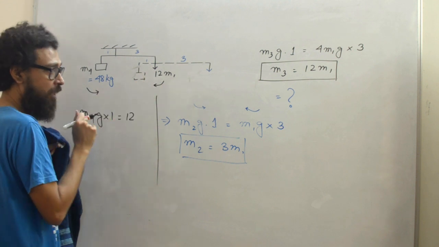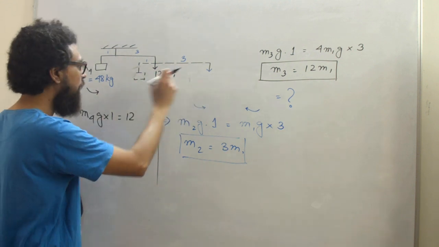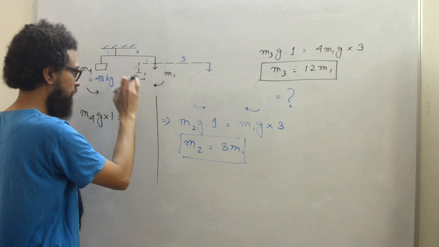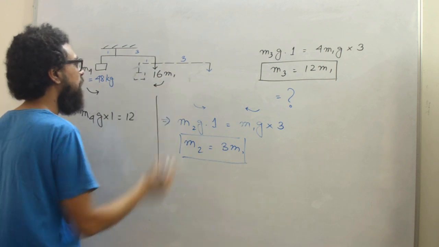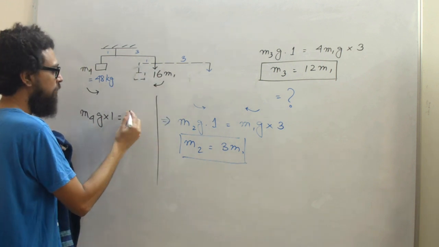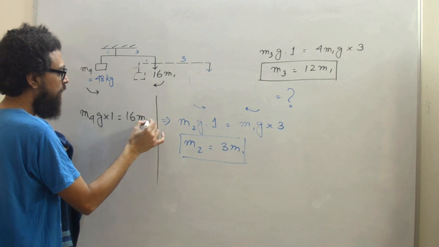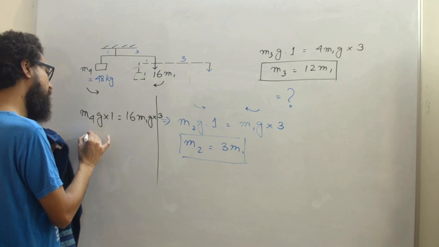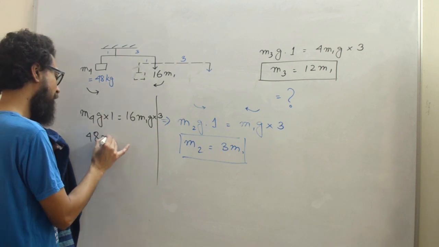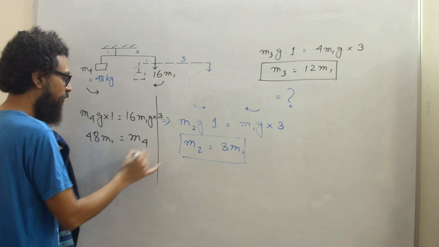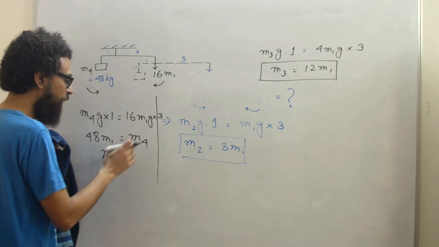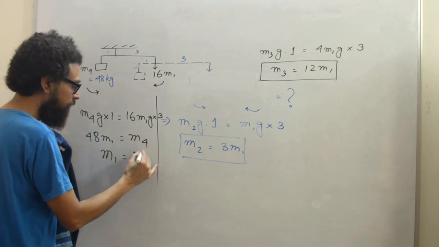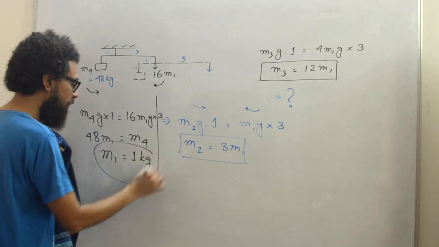Oh, one thing I missed. It is not 12, it should be 16 because there were two masses. I'm sorry. So 16 M1G into 3. Alright? So 48 M1 is equal to M4. So what is M1? Putting the value of M4 as 1 kg. So this is the solution.